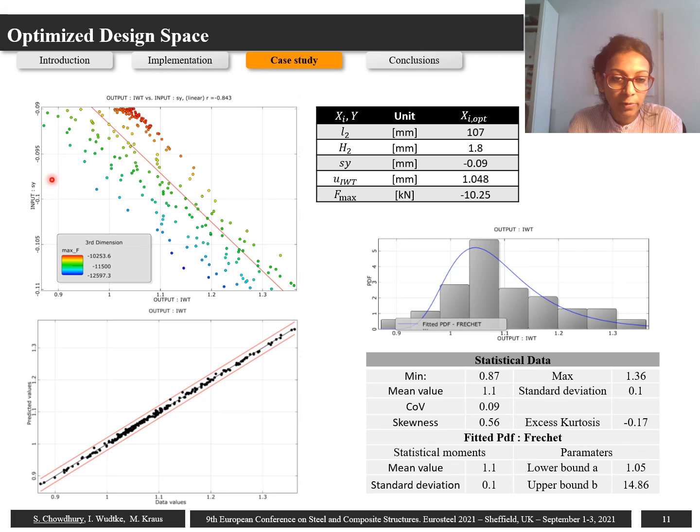with vertical displacement SY. We create different samples and we see accumulation of the design parameters in this region, and we say that will be 0.09 millimeter as vertical displacement, and the horizontal displacement will be 1.048 millimeter. That is our identified design space. And with that, if we make a failure plot with respect to 4.5 sigma, we see that all the data of horizontal displacement is covered within this. So we can say that the failure region is covered. And then we see a fitted probability distribution function of the design parameters.